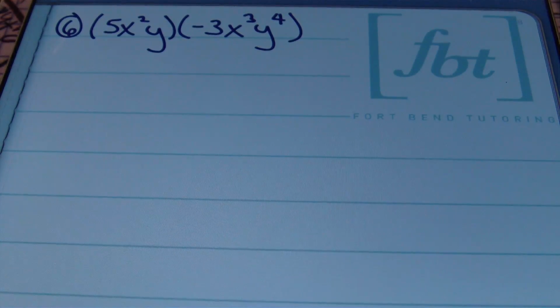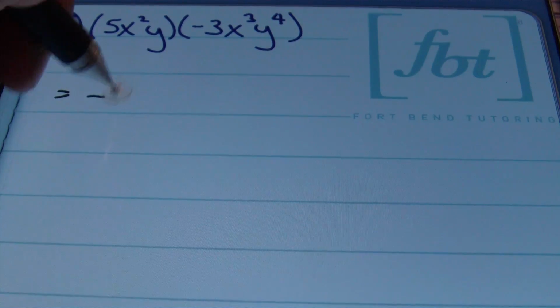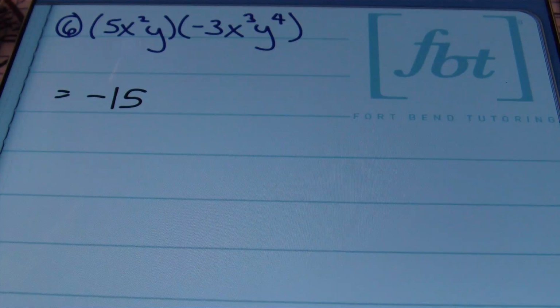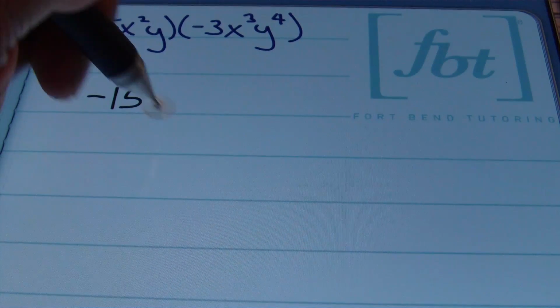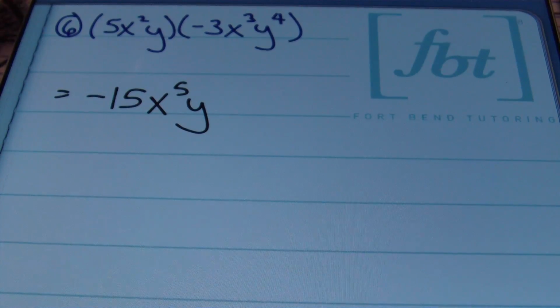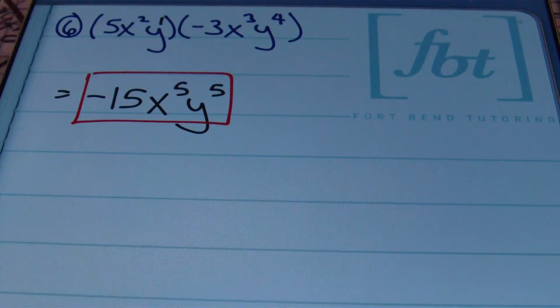For problem number 6, we have 5x squared y times negative 3x cubed y to the 4th power. So here, multiplying this out, I have 5 times negative 3. That gives me negative 15. We're multiplying our like bases. X squared times x cubed gives us x to the 5th power. Then we'll have y times y to the 4th power. This exponent on y is to the 1st power. So adding the exponents together, you have 1 plus 4, which gives you y to the 5th power, and done. All right, so your answer, negative 15, x to the 5th power, y to the 5th power. Boxing it up, ladies and gentlemen. Boxing it up. Continuing on.